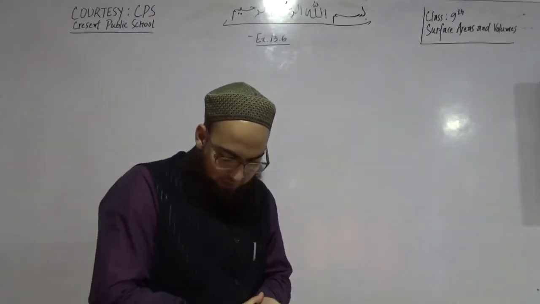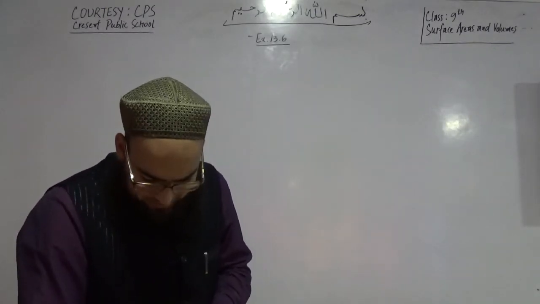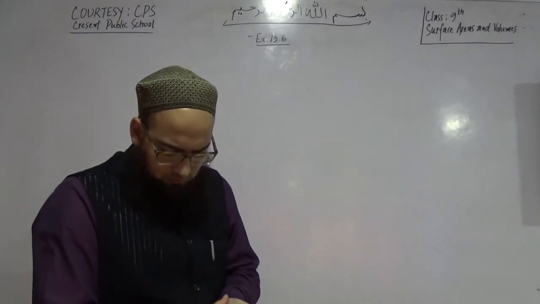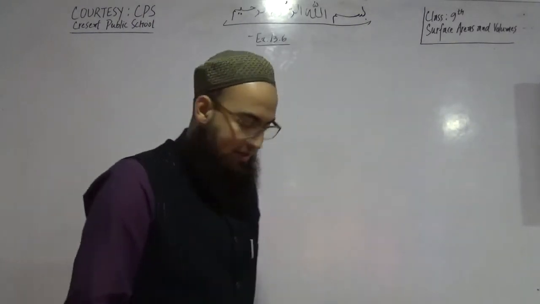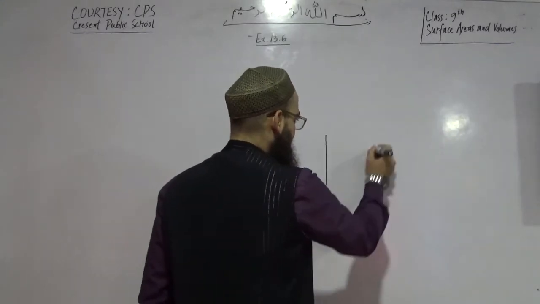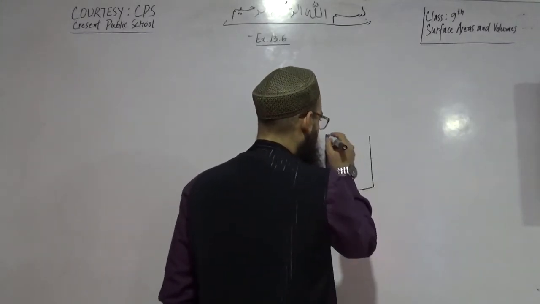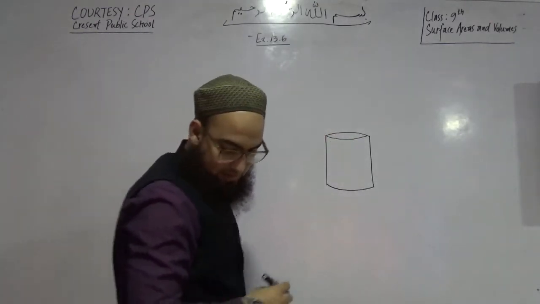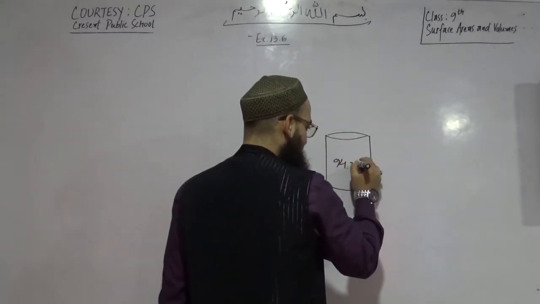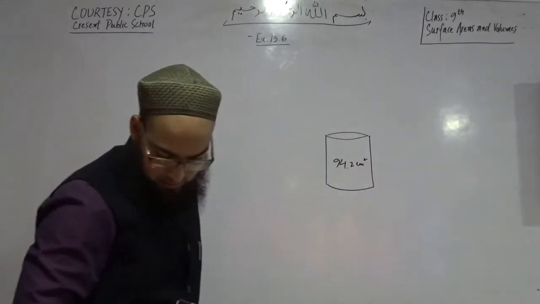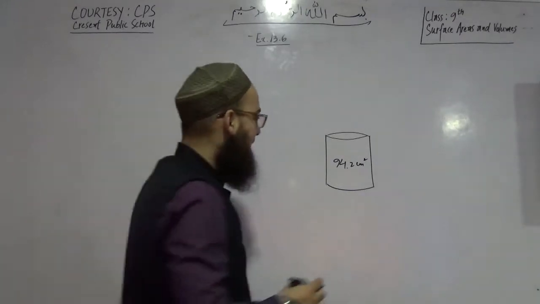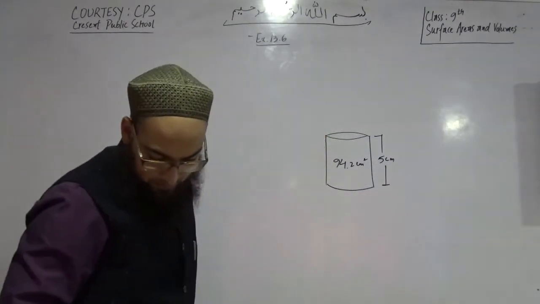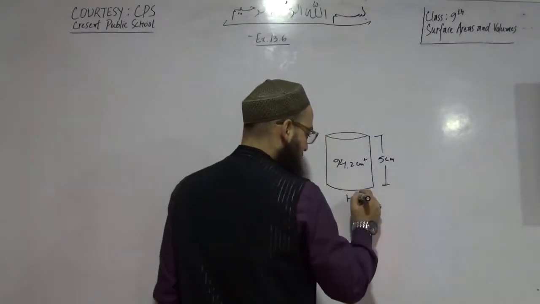If the lateral surface area of a cylinder is 94.2 square centimeter and its height is 5 centimeter, then find the radius of its base and its volume. Lateral surface area of cylinder is given. You have a cylinder. It's simple. Lateral surface area is given, that is 94.2 square centimeter, and its height is 5 centimeter. Find the radius of the base.